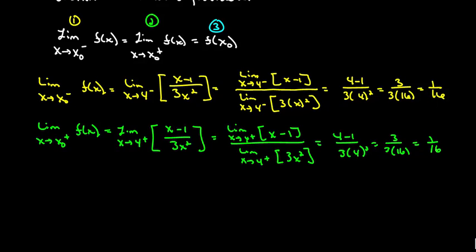Lastly, we've shown that these two are equal to each other, but we also need to show that f at x naught is equal to these guys. And f of x naught is f at 4, which is 4 minus 1 over 3 times 4 squared, which is also 1 over 16. So they all match. Because they all match, that's the proof that it's continuous.